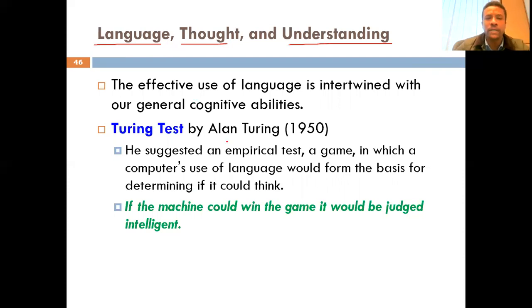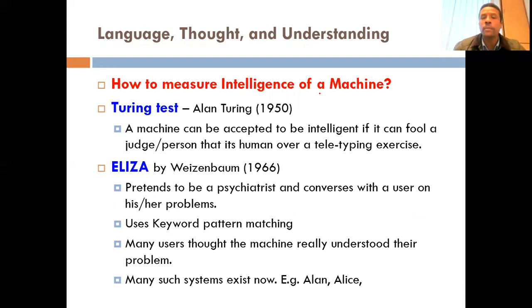And for this purpose, in 1950, we have Alan Turing, which is the Turing test. The purpose of the Turing test is to judge whether a machine can be classified as intelligent or not. So it is an experimental, empirical study. The objective is how to measure the intelligence of the machine. In 1950, Alan Turing came up with an approach which says a machine can be accepted to be intelligent if it can actually fool a person or a judge that it is actually conversing with another human being.